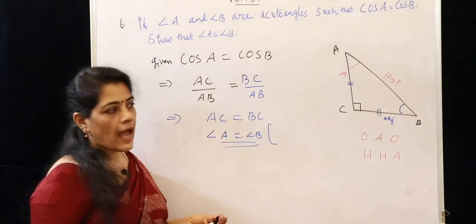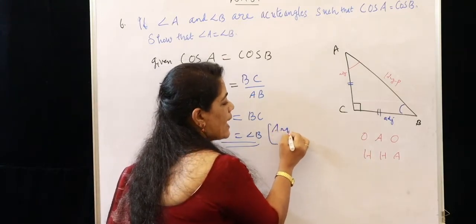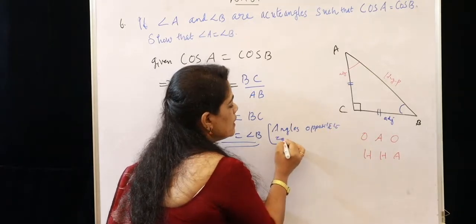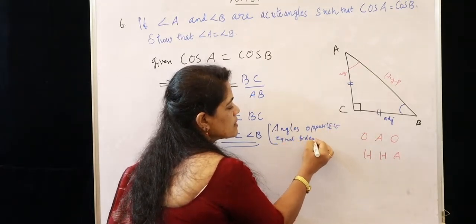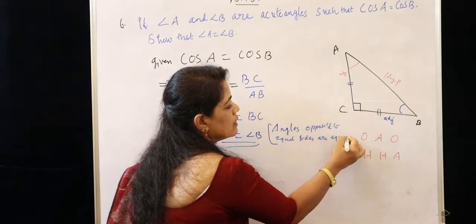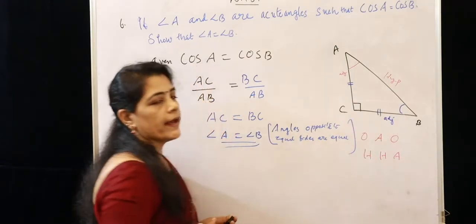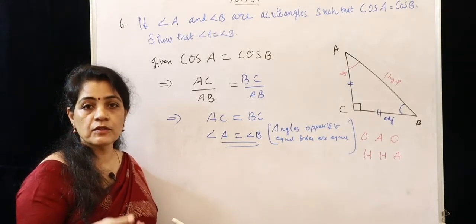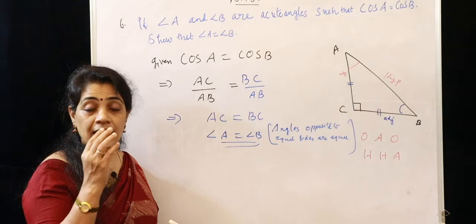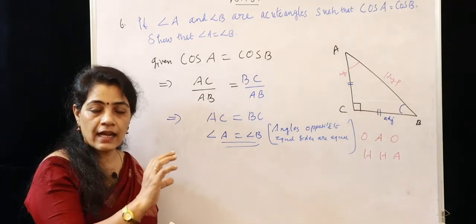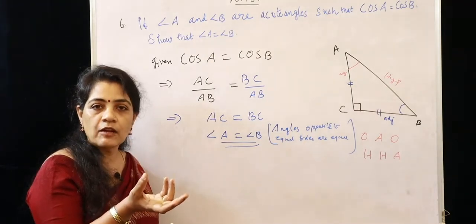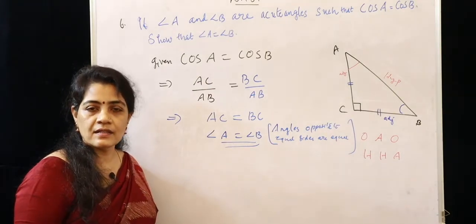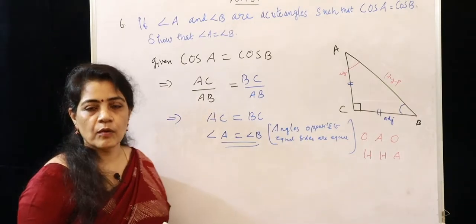What is the reason? Angles opposite to equal sides are equal. Okay, this reason you should write in brackets, then only you will get the full mark. Okay, so this is a very important problem, but it's quite simple, but you should know the correct idea and write down what is cos A with respect to angle A, and cos B with respect to angle B, and you can equate the numerators, and finally you will get the required answer. Okay, this is all about the sixth problem.